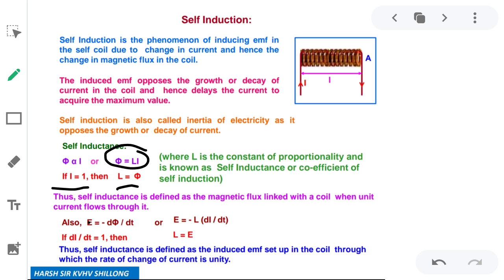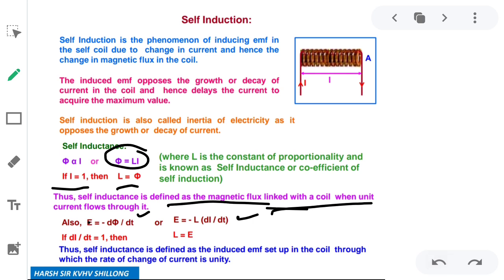Self-inductance is defined as magnetic flux linked with the coil when unit current flows through it. There is one more way to define. If I apply Faraday's law, it is E equal to minus d phi by dt. If I put value of phi, it is minus L di by dt. This is a very important formula. Remember, in the next chapter it will be useful.